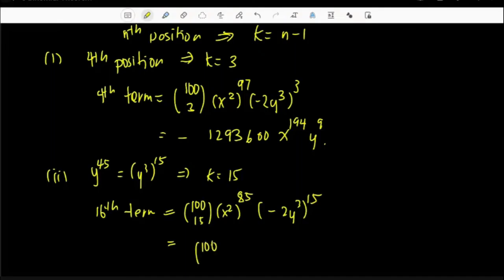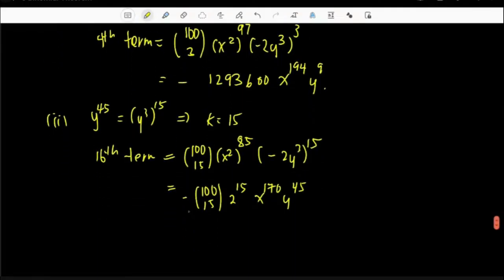Again, using a calculator, you get 100 taken 15 times negative 2 raised to 15. Let me write it first. That's 100 taken 15 times 2 to the 15. Let me write the negative on the left side. And then that gives us x to the 170, y to the 45. If you use a calculator, this value is approximately equal to 8.3 times 10 to the 21, negative. So that's x to the 170, y to the 45.